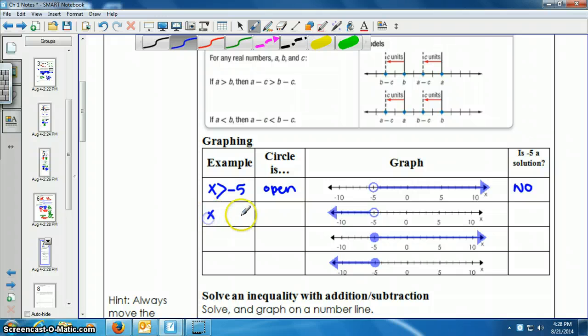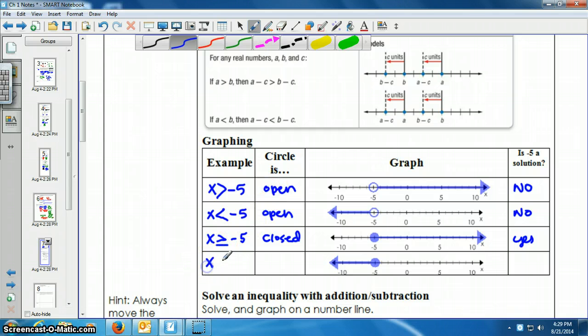So all these are going to be x and -5, but this one now is going towards the smaller numbers, so that means x is less than -5. And it is still an open circle, so that again means no, -5 is not a solution. Now we have a closed circle still at -5, and we're going towards the greater number, so x is greater than or equal to. That's what that line means underneath that greater than sign, and we have a closed circle. So what that closed circle means is yes, -5 is a possible solution there.